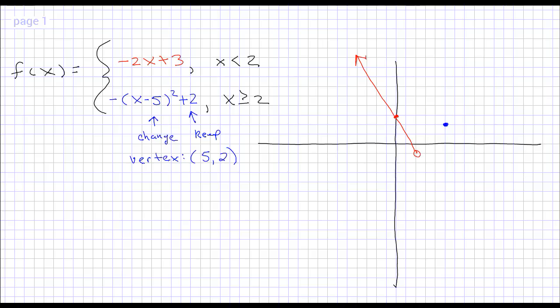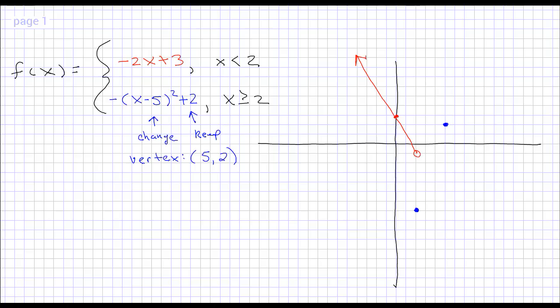Okay. And when I plug in 2 into the blue function, I will get 2 minus 5, -3. -3 squared is a +9, but there's a negative out front, so -9 plus 2 is -7. So 2, -7. 1, 2, 3, 4, 5, 6, 7. So that's going to be right here. And it's going to be a closed circle because it is equal for 2 on that part of the function.